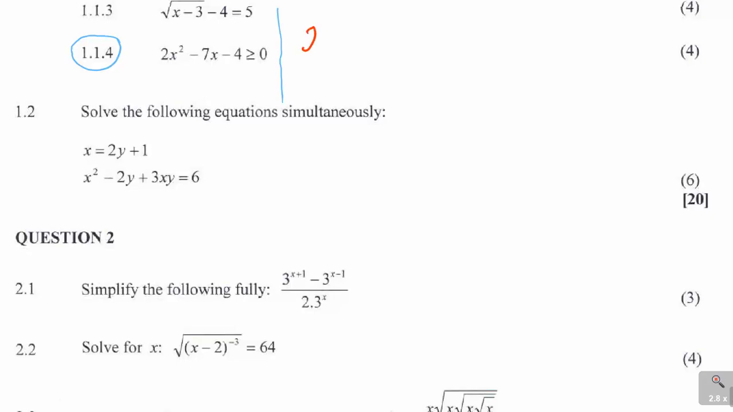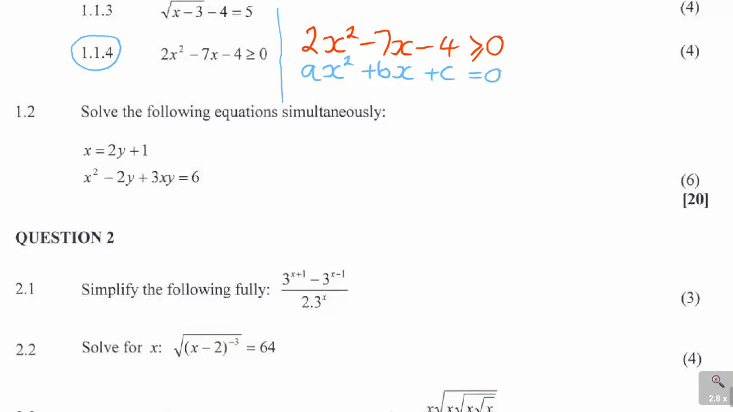So what we have is 2x squared minus 7x minus 4 is greater than or equal to 0. I know there are many ways of factorizing this, but I will encourage you, if you're already comfortable with the quadratic equation, you can see this is a quadratic equation, so use the quadratic formula so that you can quickly get your answers. Remember, the general form says ax squared plus bx plus c is equal to 0.